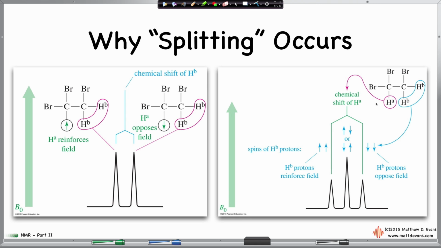I wish that were the end of the story, but the N+1 rule applies to most situations, but in part 3, and this will be ready for Friday's lecture, we're going to talk about even more complex splitting patterns beyond the N+1 rule. But for now, this is our discussion. This is how it works. It has to do with neighboring hydrogens and their spins.